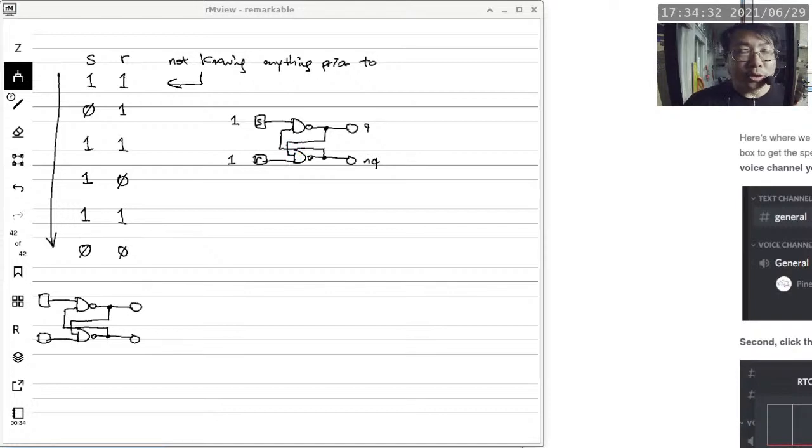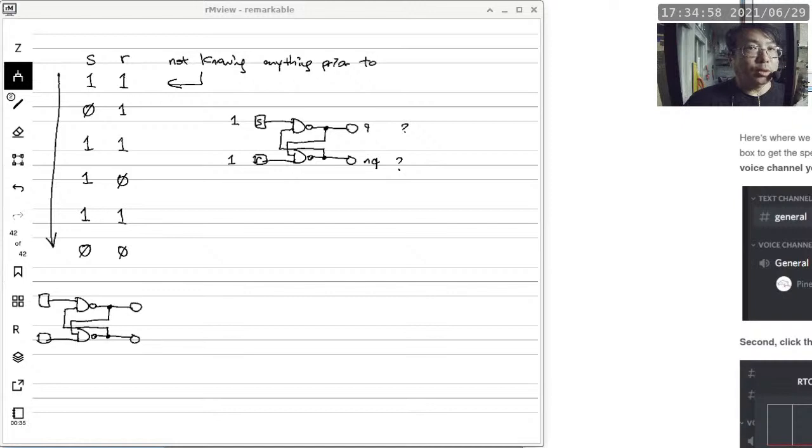There's no way we will be able to tell what Q is and what NQ is. So the correct answer to the initial state, where S and R are both 1s, is we really don't know. Q and NQ are both question marks. Now, one thing you can deduce is if Q is a 1, then NQ is a 0. If Q is a 0, then NQ is going to be a 1.